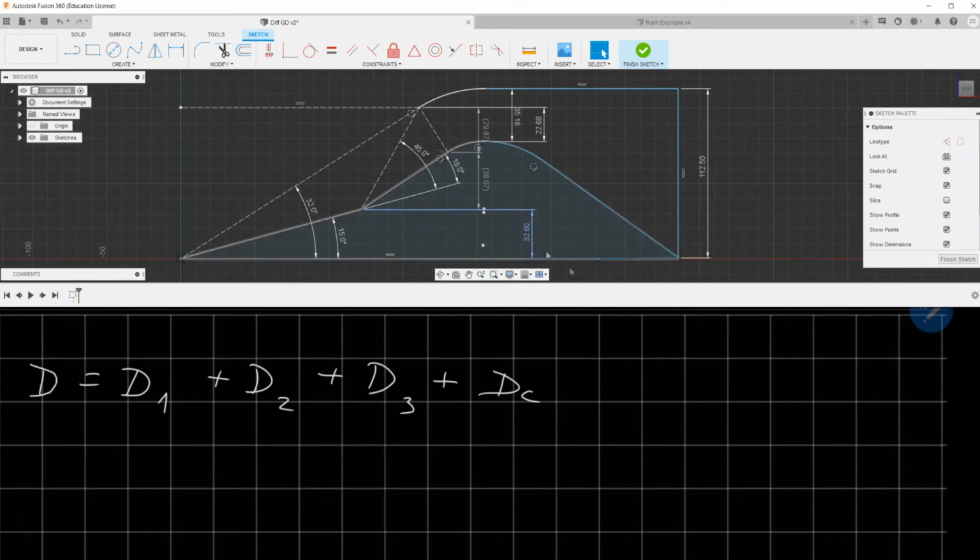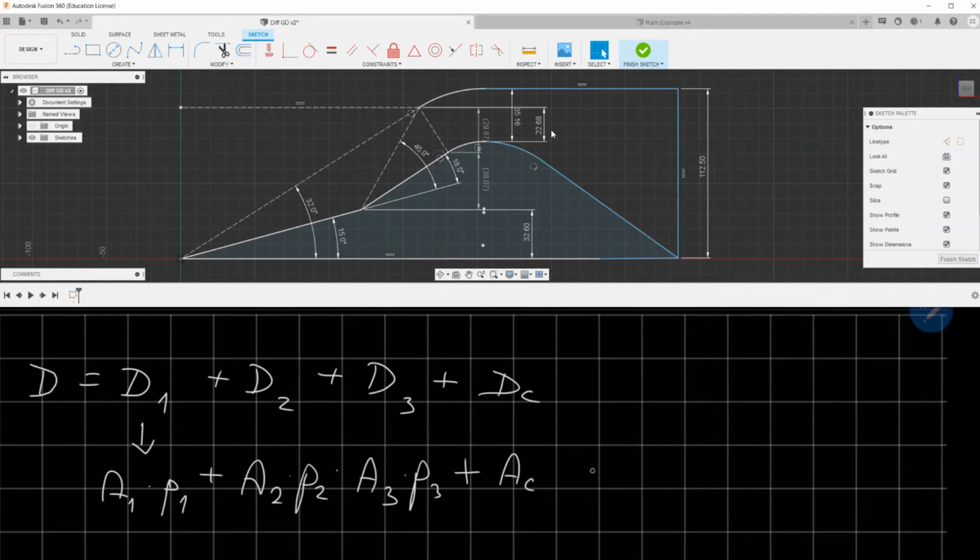In this case, drag 1 will be area 1 multiplied by pressure 1, area 2 by pressure 2, area 3 by pressure 3, and on the combustion chamber it will be very similar. I just need to take this open area here, which I will call AC, multiplied by the pressure inside the combustion chamber. And it is that simple. You can calculate the drag on the diffuser, taking the corresponding values of the area.